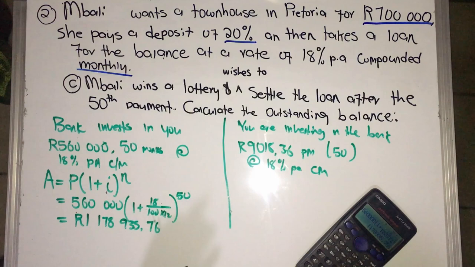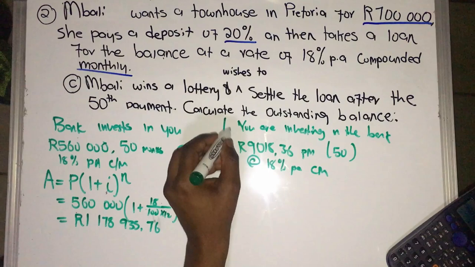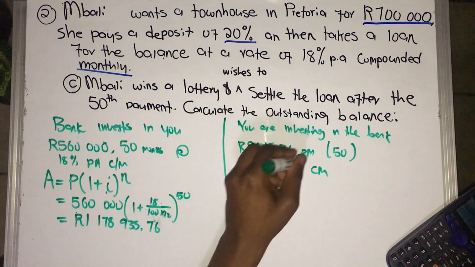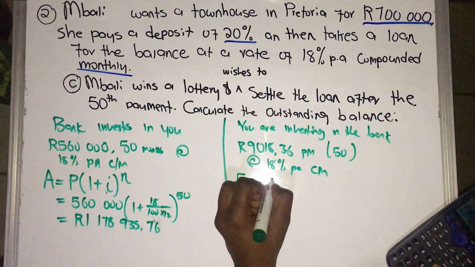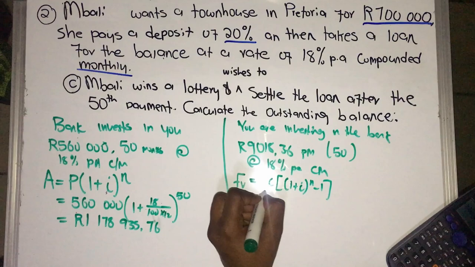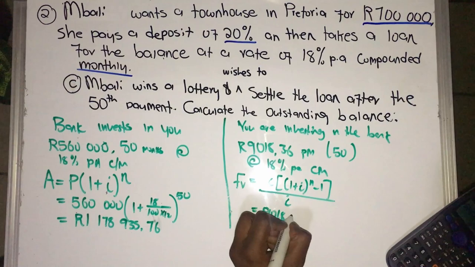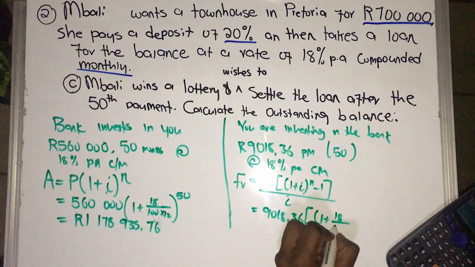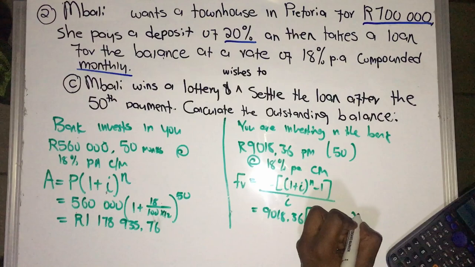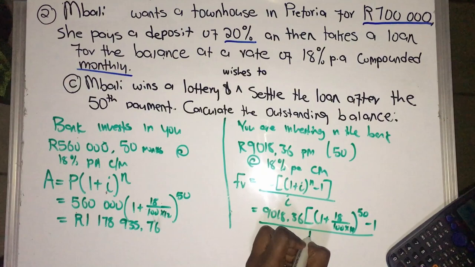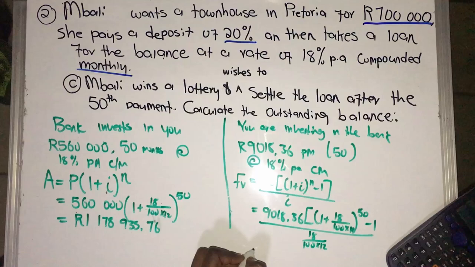So for the loan, the bank invests in you, and on the other side you are now investing in the bank. This is a future value annuity because there are multiple equal payments over 50 months. So our formula is F = x[(1 + i)^n - 1] over i. We are going to use 9,018 as our monthly installment payment, then 1 plus 18 over 100 times 12, to the power n, where n is 50 months, minus 1, all over 18 over 100 times 12.